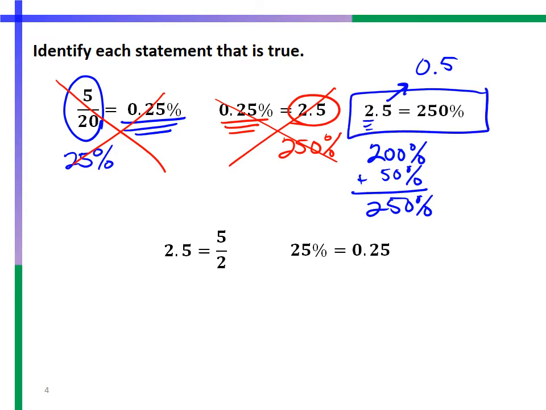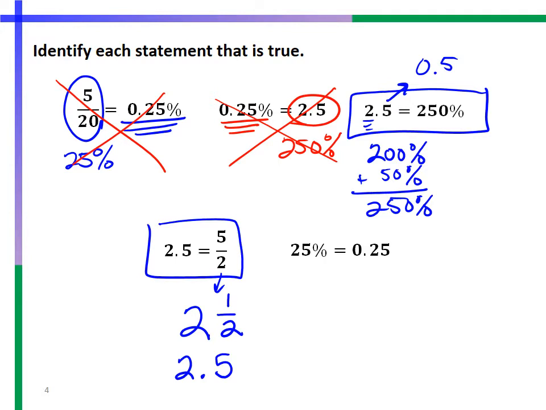So what about this one, 2.5%? And we have 5 halves. Let's make 5 halves into a mixed number here. So 2 goes into 5 2 times with a remainder of 1. So we have 2.5. I can also write that as 2 and 5/10. So we have our second keeper.